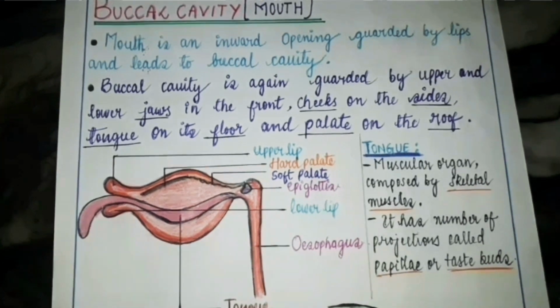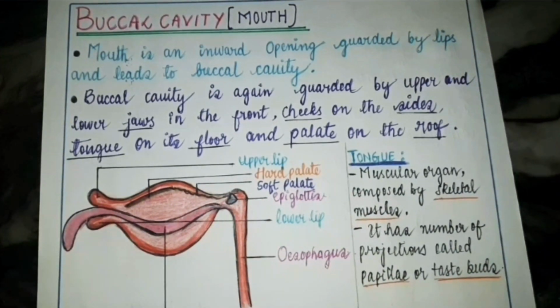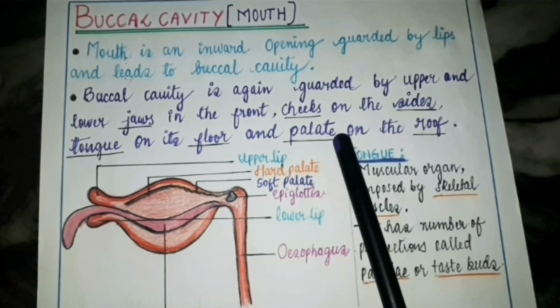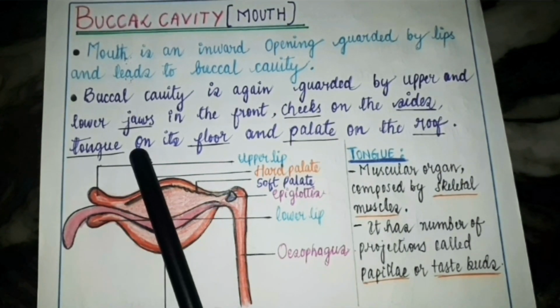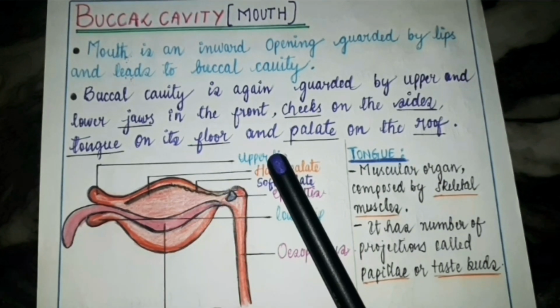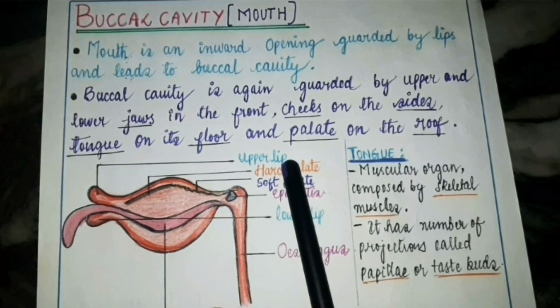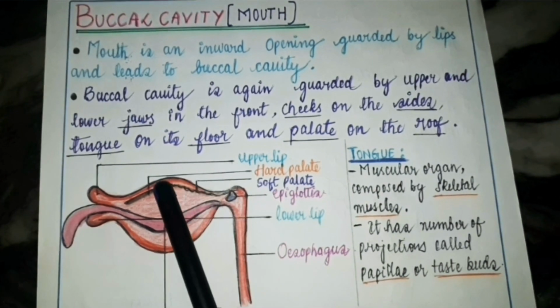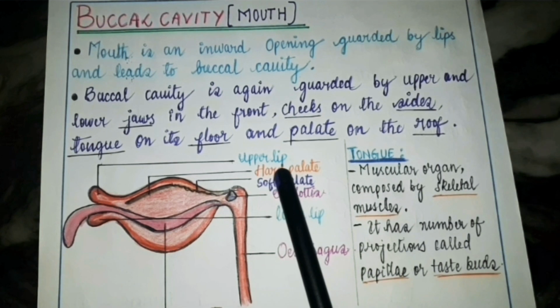Let's see what the buccal cavity is. What are the structures we have in the buccal cavity? The buccal cavity is guarded by the upper jaw and lower jaw, right? We have the upper jaw and also the lower jaw, and cheeks on the sides, and the tongue on its floor and palate on its roof. So the roof of the buccal cavity is composed of the palate and the floor is the tongue. This palate is again divided into two parts, that is the anterior hard palate and the posterior soft palate. Anteriorly it is hard, that is why it is called the hard palate, and posteriorly it is soft, that is why it is called the soft palate.